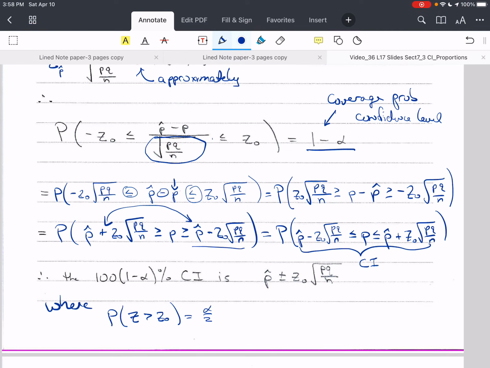Why? Well, what we did was we said, okay, standard normal, it's symmetric, and we have z naught, and then we have negative z naught, and in between is 1 minus alpha. So the remainder is alpha, and it's in the center. That makes sense that we put it in the middle. And so what's left over is alpha over 2 over here and alpha over 2 over here.